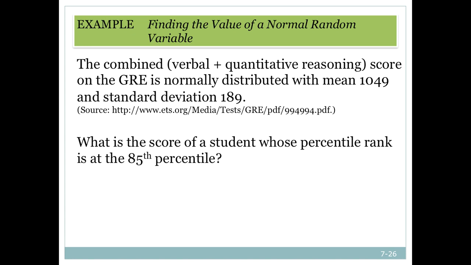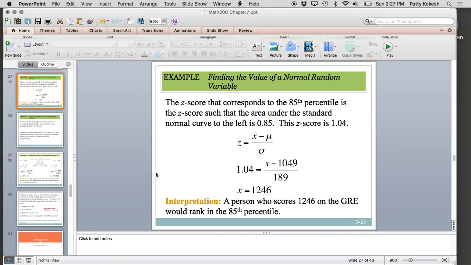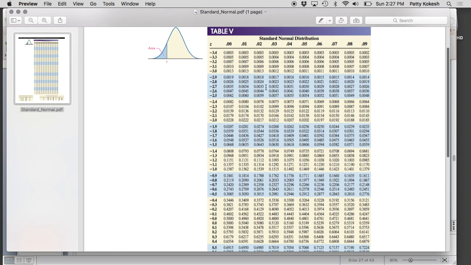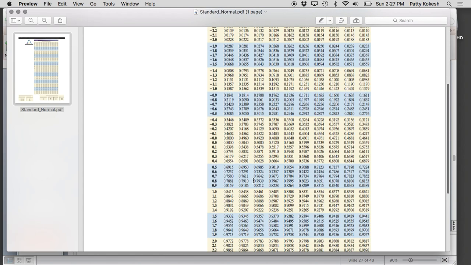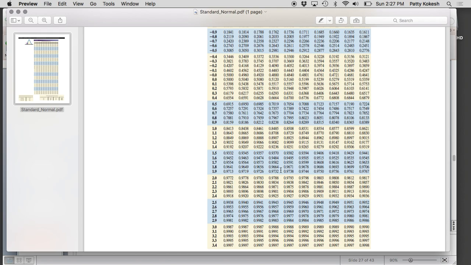So this one's a little bit different because they don't give us a z-score. What they give you is the actual percentile. So what you need to do is go to your table and find the value of z that corresponds with the 85th percentile. This time you're going to look in the body of your table and try to find a value that is close to 0.85. So let me give you a minute, it should be somewhere around here.